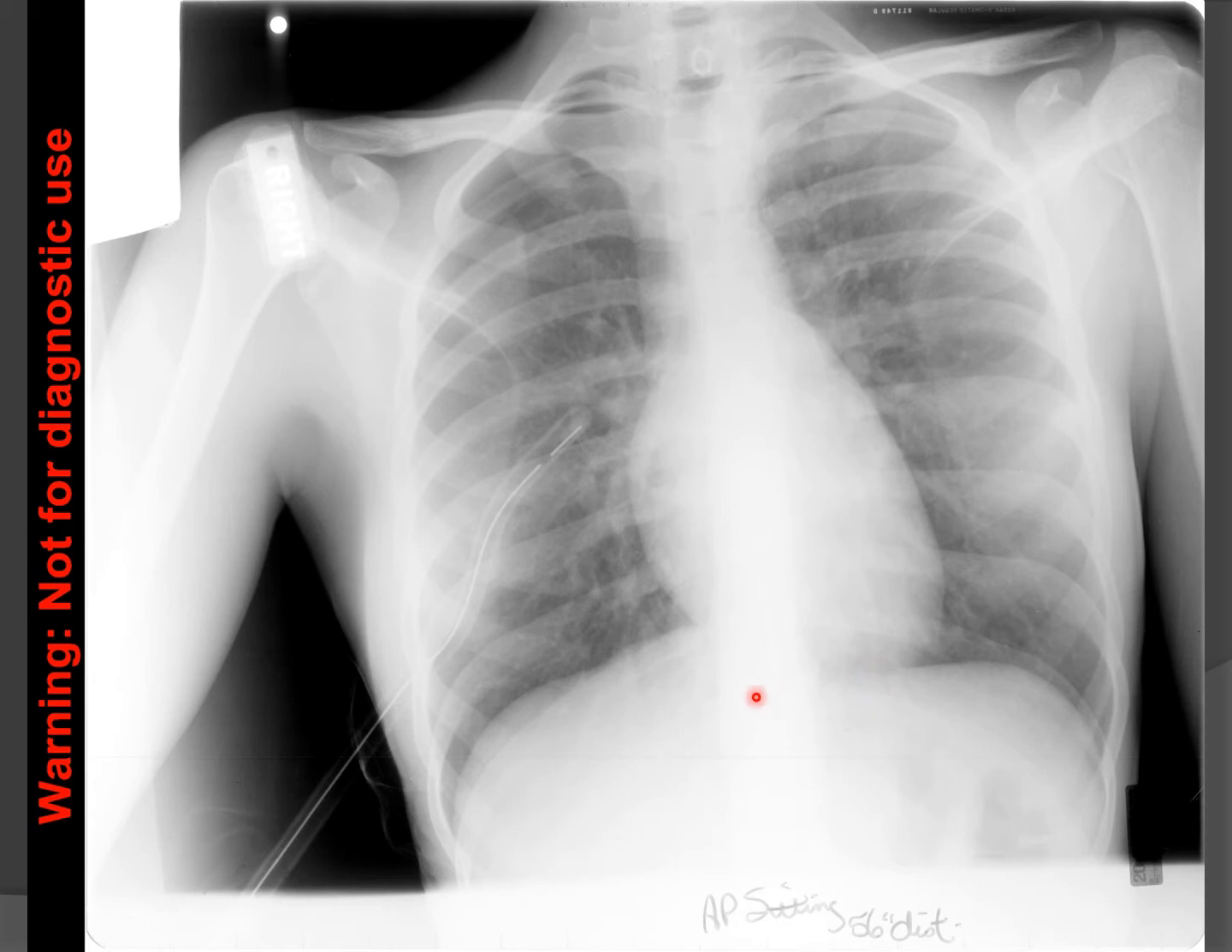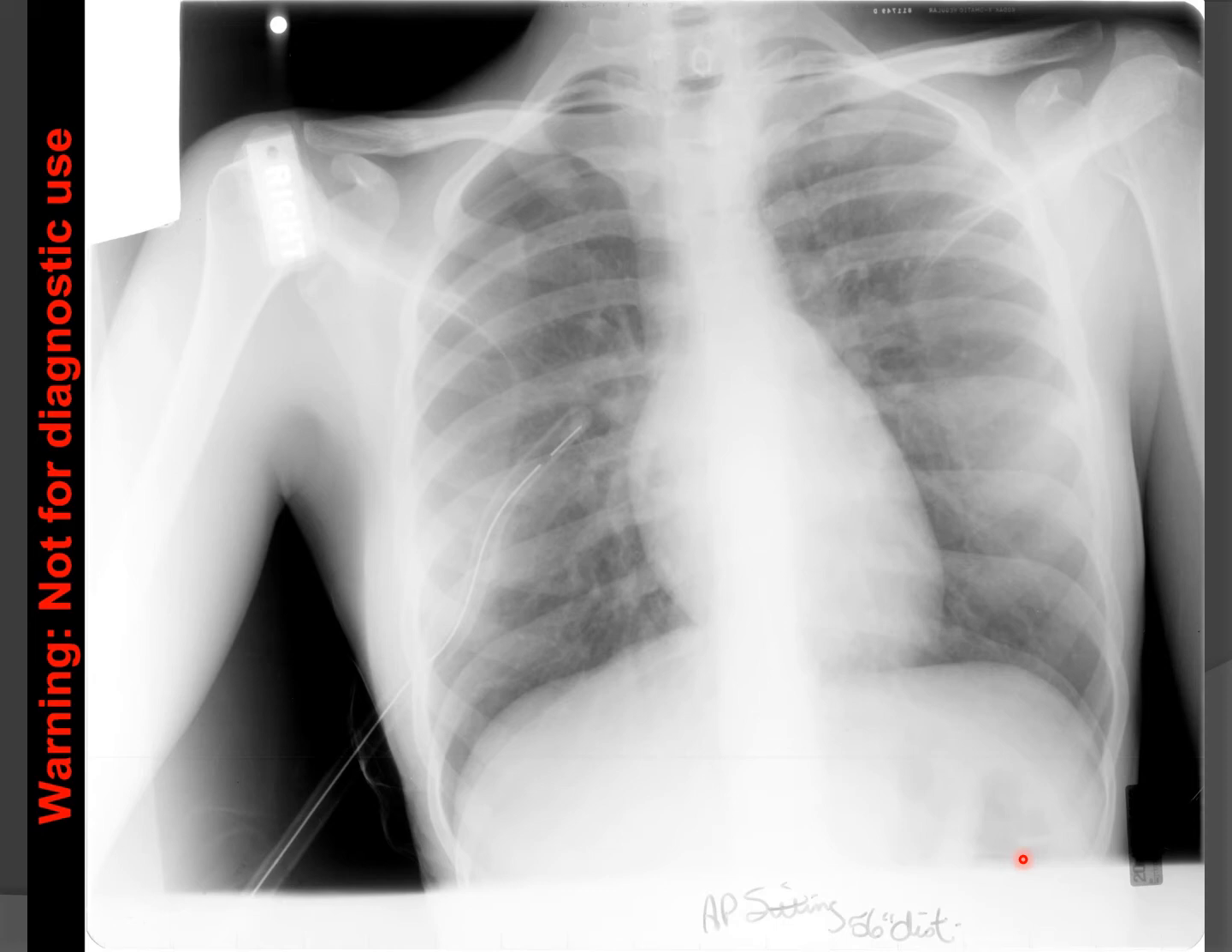One of the things that you're going to notice is this marking down here on the bottom. So this is AP sitting 56 inches distance. Why does any of that matter? Well, for one, our chest x-rays are typically done PA, and that's for a reason.